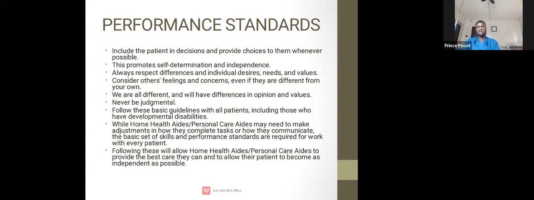You follow these basic guidelines with all patients, including those who have developmental disabilities. While home health aides or personal care aides may need to make adjustments in how they complete tasks or how they communicate, the basic set of skills and performance standards are required for work with every patient. Following this, we will allow home health aides or personal care aides to provide the best care they can and to allow their patients to become as independent as possible.